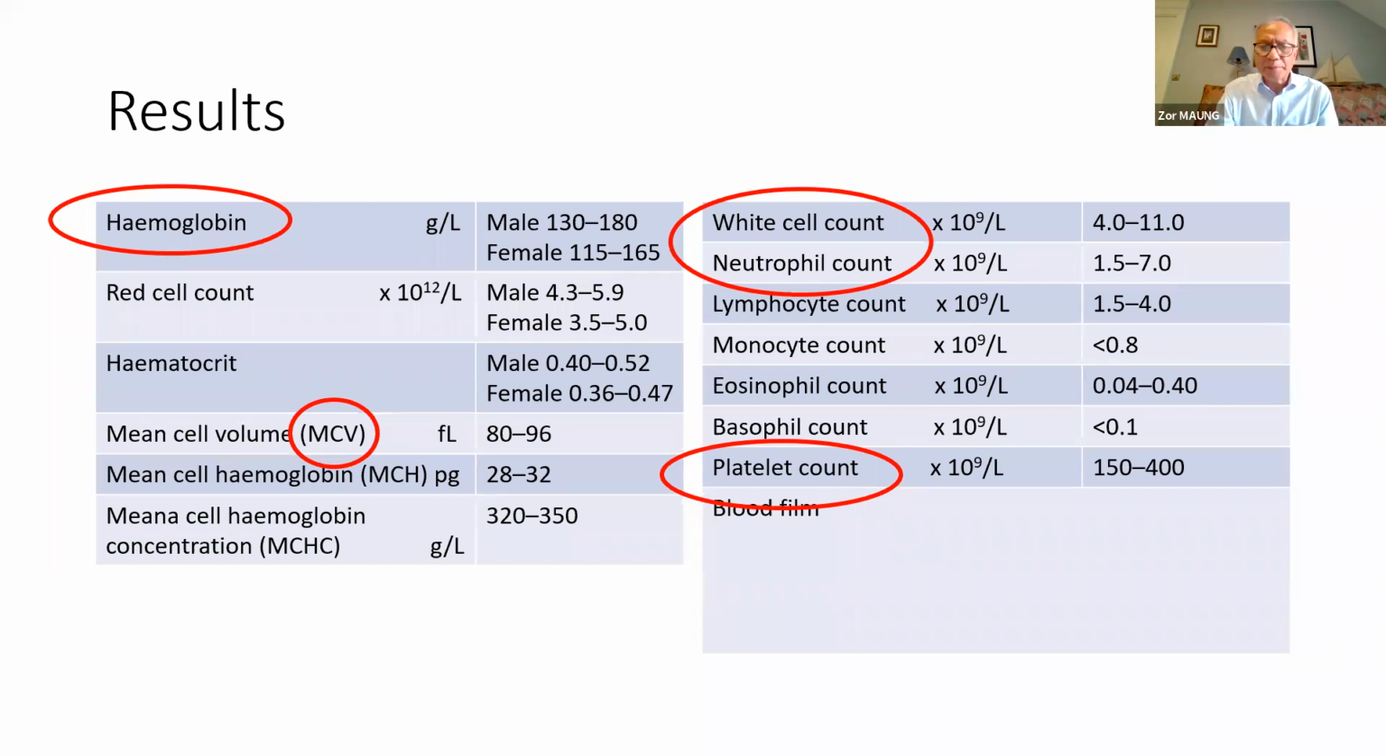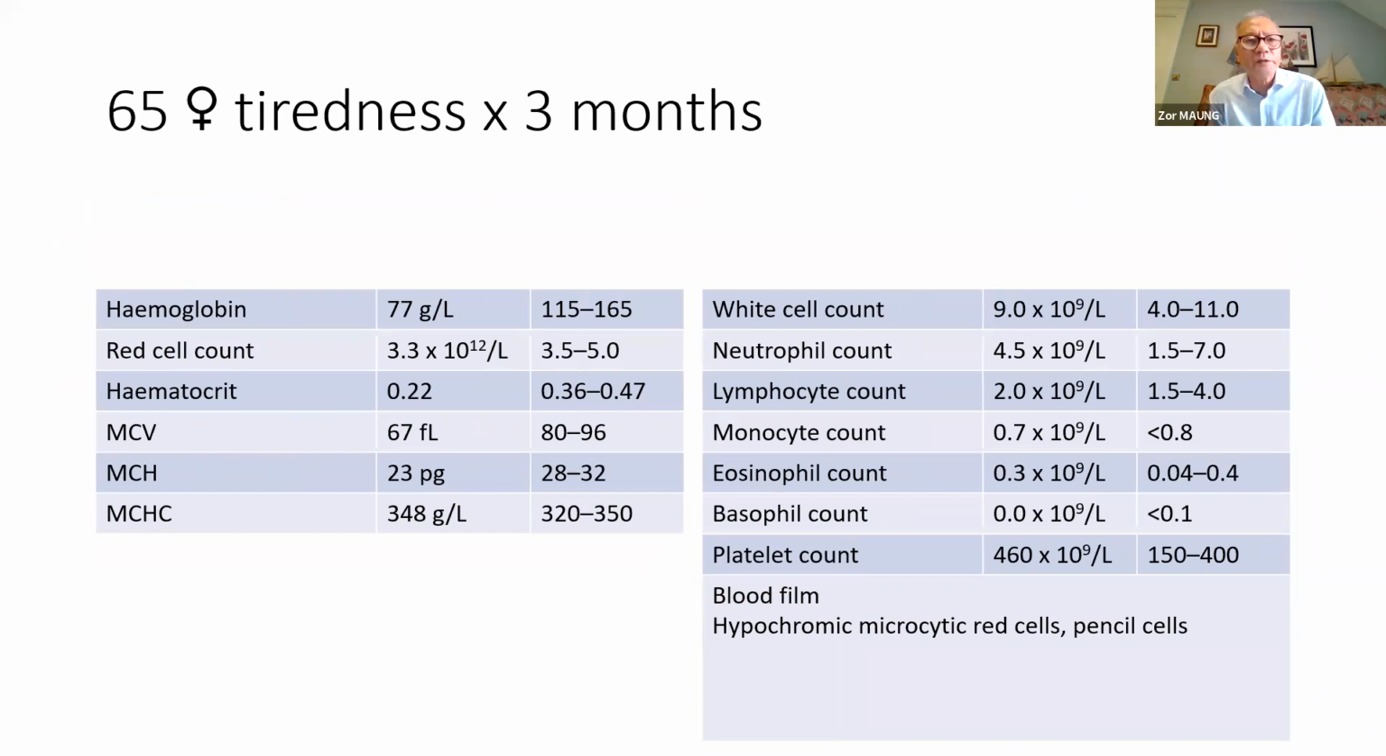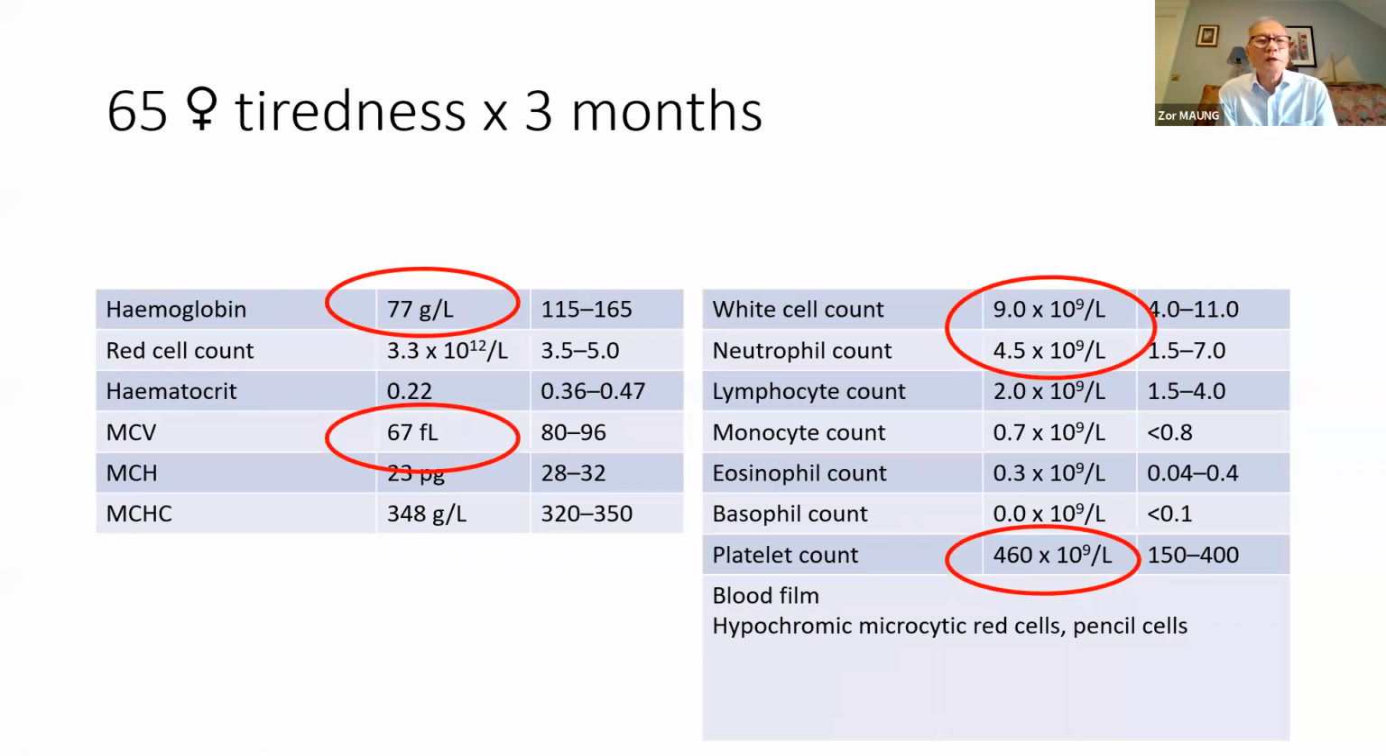So, a case study. A 65-year-old woman with a 3-month history of tiredness. The patient went to the GP surgery and was found to have anemia, so these are the results. Have a look at these results and see what you find. Hemoglobin 77. So the patient is anemic.